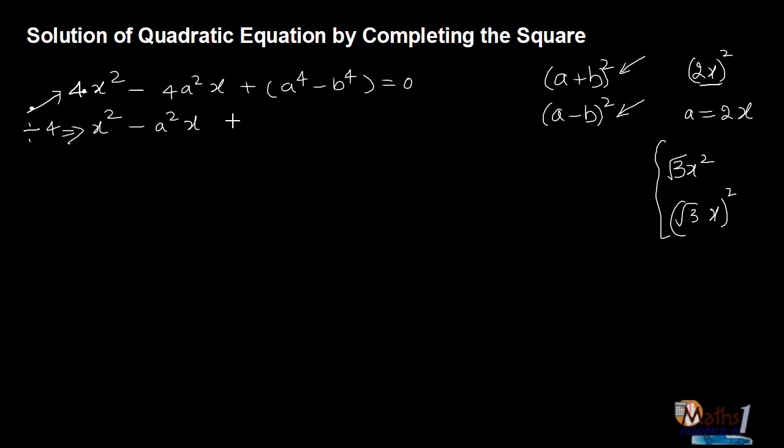And same as in the last video, this is my c, which is the constant, so I'm going to move it onto the right hand side. For that reason, it will change the sign to minus a to the power 4 minus b to the power 4. But we should not forget that we are dividing the entire equation by 4, so this will be divided by 4. Looks complicated, but it's not.